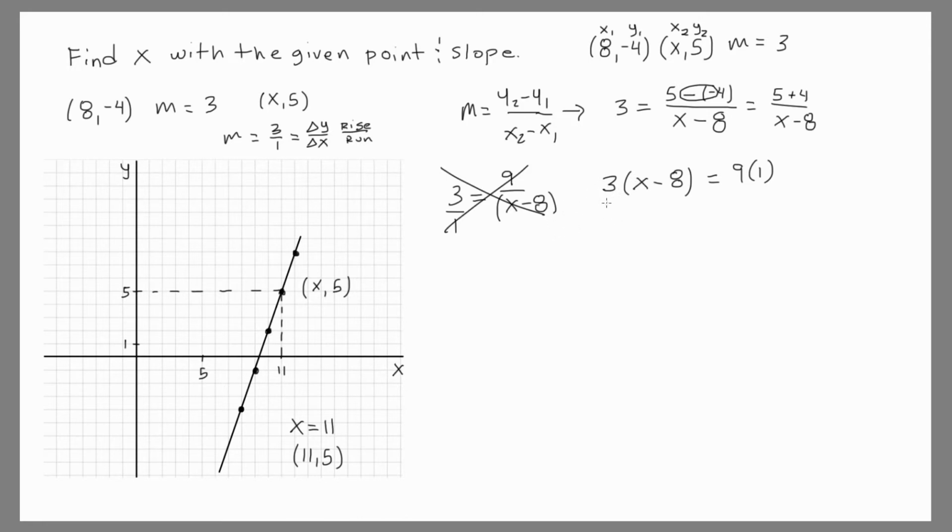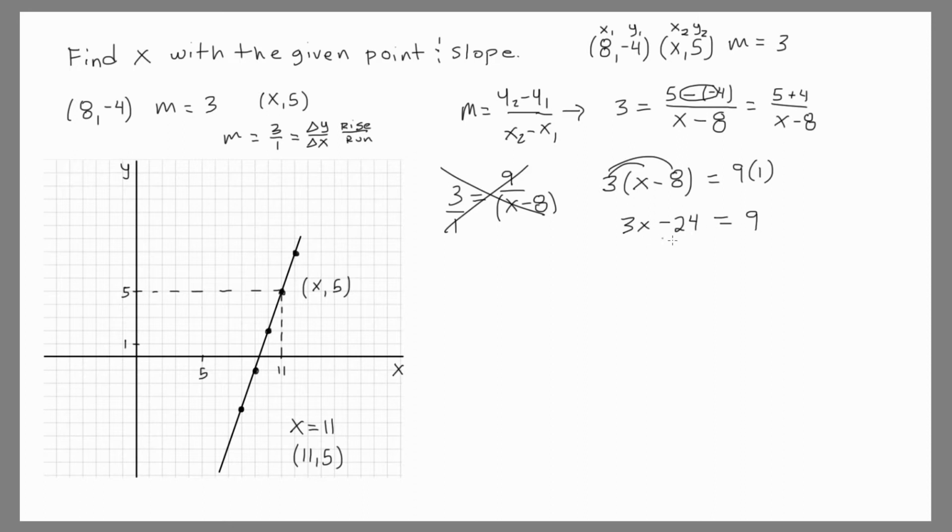All right, so let's multiply this out because we have to do some distributing. 3 times x is 3x. 3 times negative 8 is going to be what? Well, positive times negative is negative. 3 times 8 is going to be 24, right? 8, 16, 24. So we have 3x minus 24 equals 9.